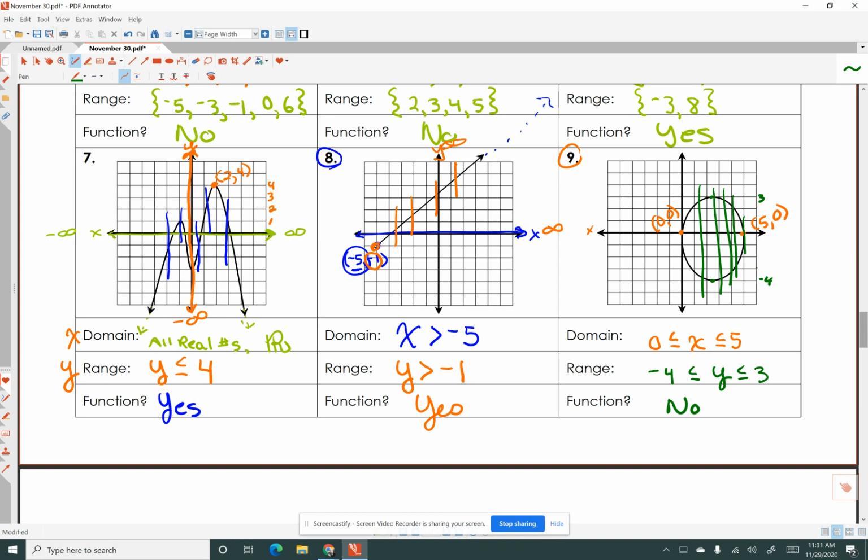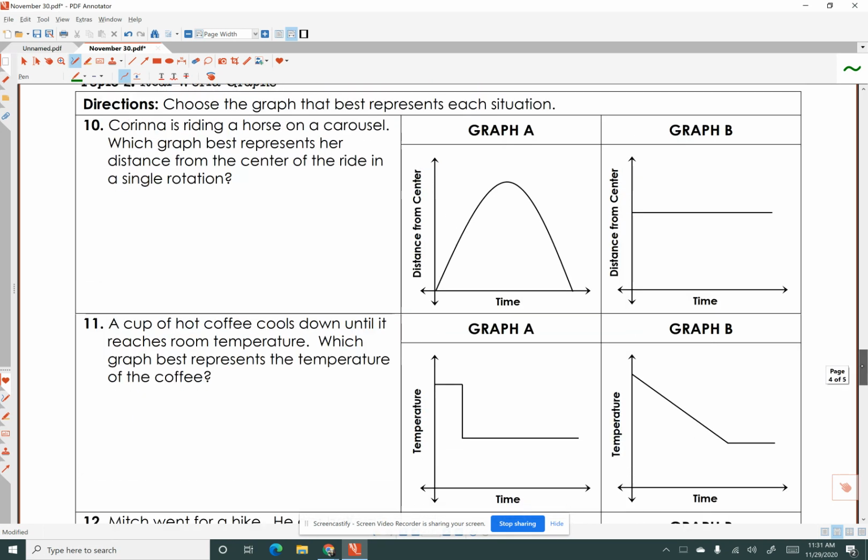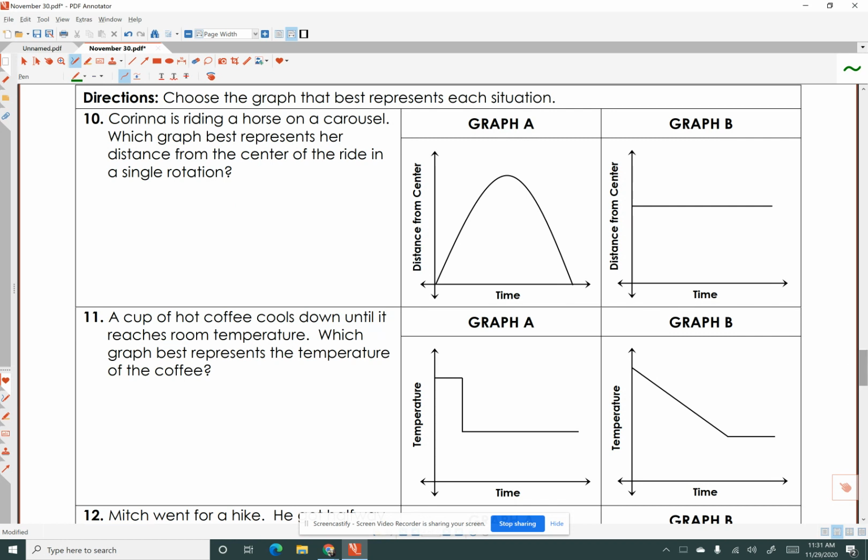So let's move on. And our topic now is real-world graphs. And we have the story of number 10 of Karina. Karina is riding a horse on a carousel. Which graph best represents her distance from the center of the ride in a single rotation?